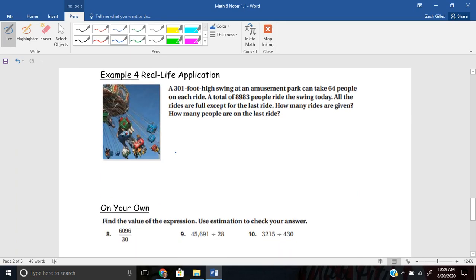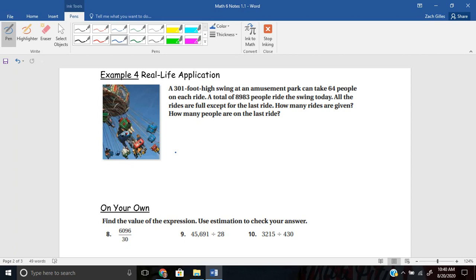All right, we are to the last example here, the real life application. If you feel like this lesson has been dragging on, I'm sorry. Feel free to pause and stand up and stretch or whatever you need to do here to get re-energized for the last problem. All right, let's tackle it.